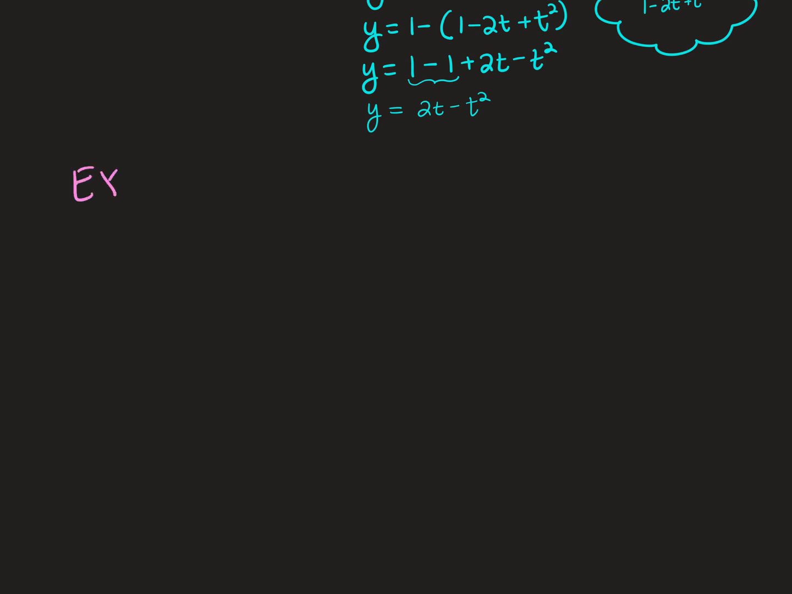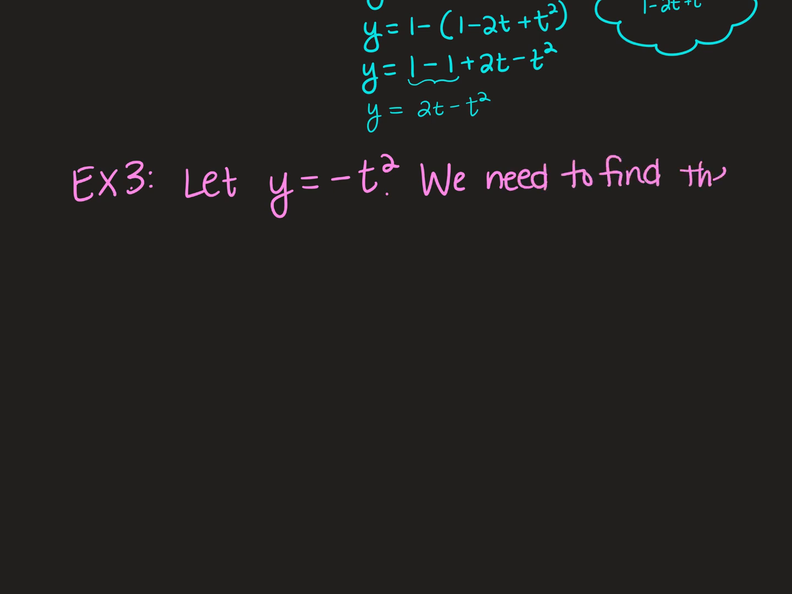So for this third example, we're going to say, let y equal negative t squared. So this time, we're going to need to find the x equals part of the parametric equations.